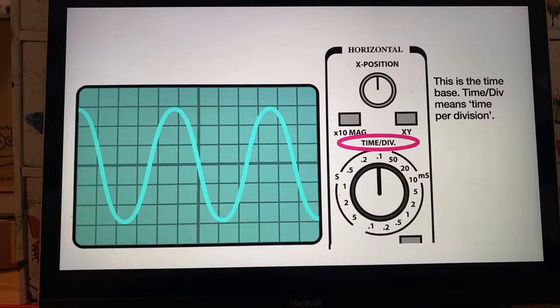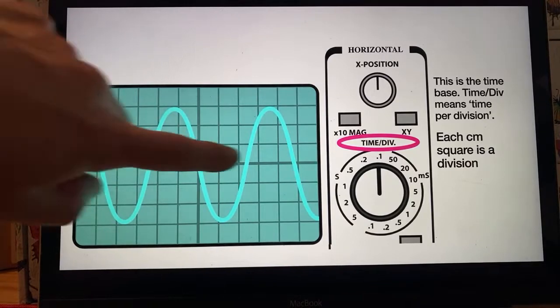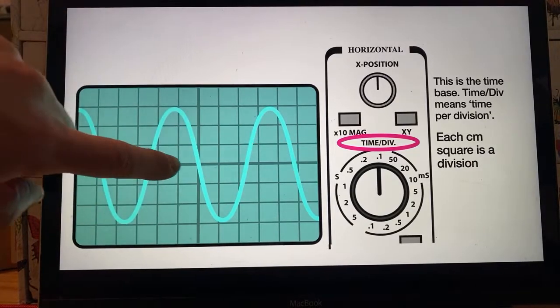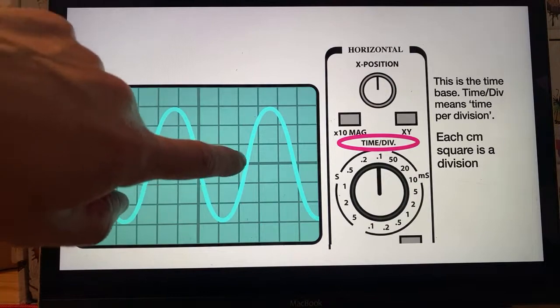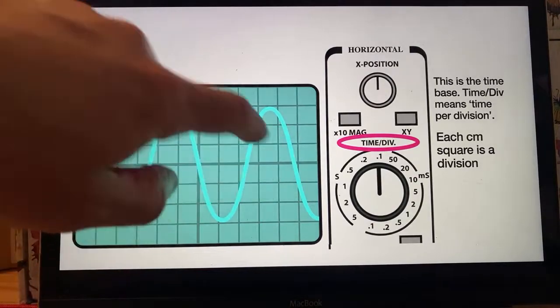All right, let's have a look at it together then and see what these things actually mean, see if we can make sense of all these numbers and letters. So each of these squares is a division, okay? That's what the division means, these lines that are dividing up the whole screen into squares, I suppose.